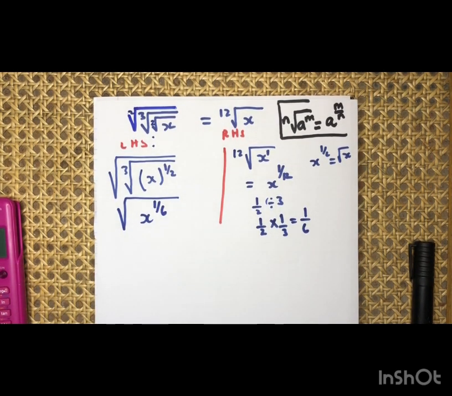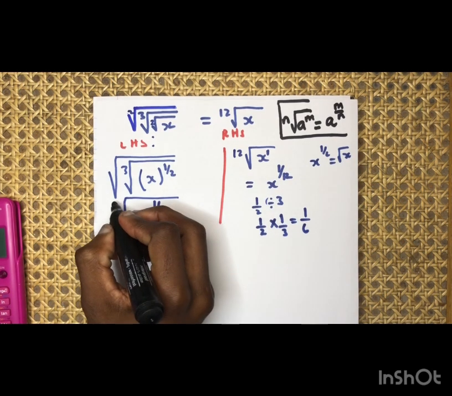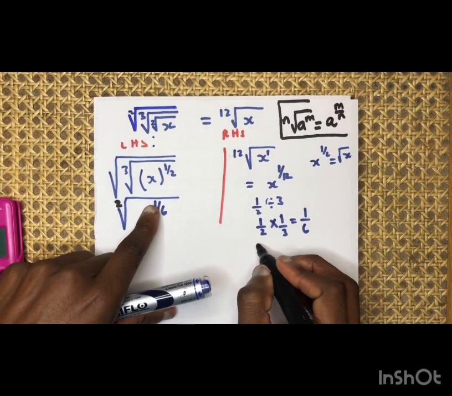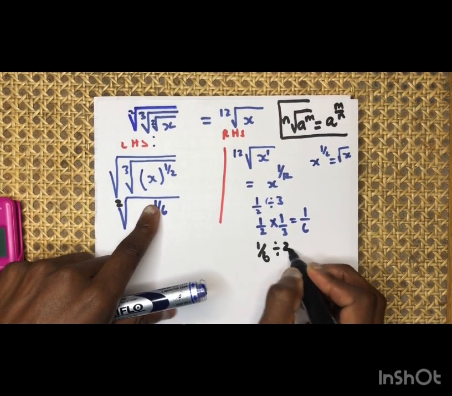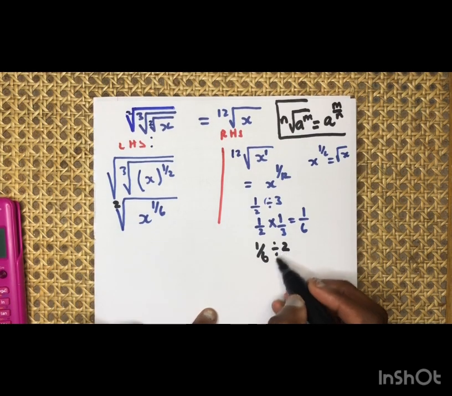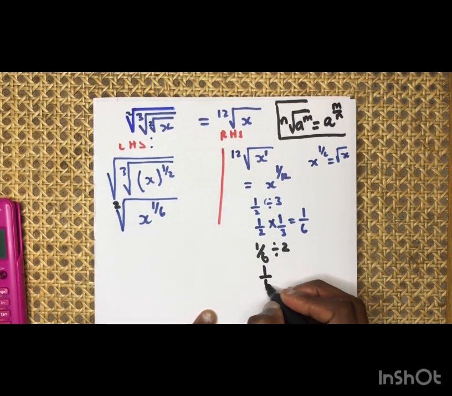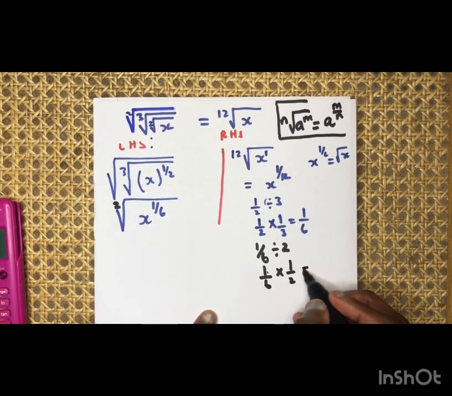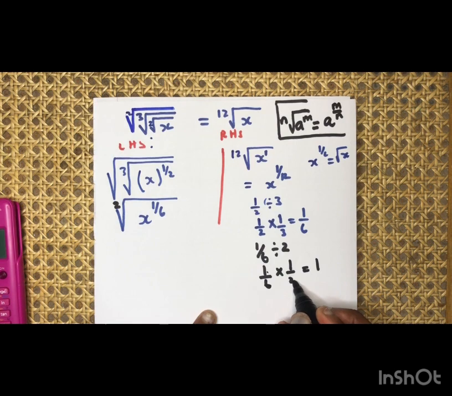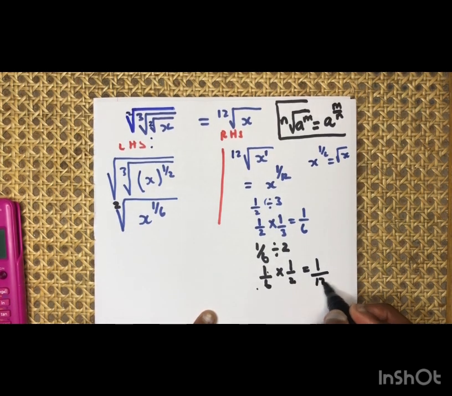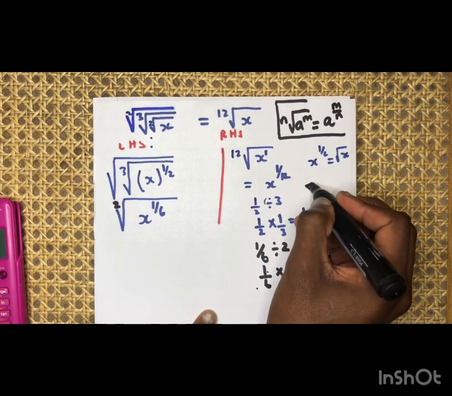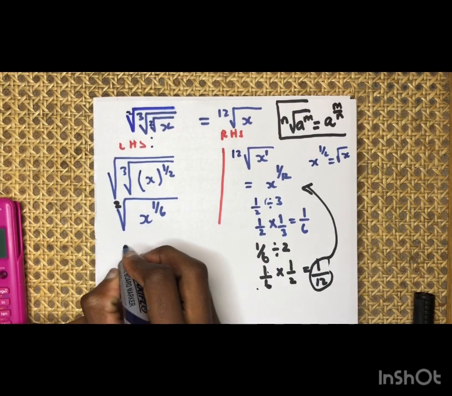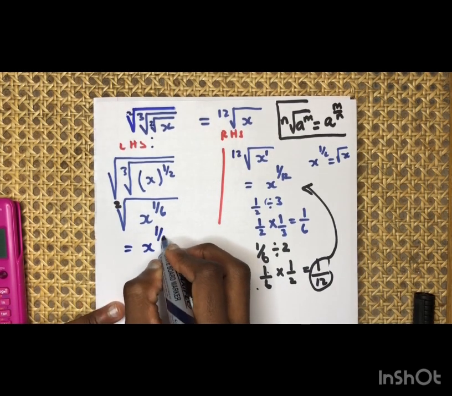Now we are left with one step. We already know that we have 2 here again. So it's the same as 1 over 6 divided by 2. Remember, I'm going to apply the reciprocal here. So I'm going to have 1 over 6 times 1 over 2. So 1 times 1, you get 1. 2 times 6, or 6 times 2, you get 12, which is the same as this power. So this one is going to change to become x to the power 1 over 12.